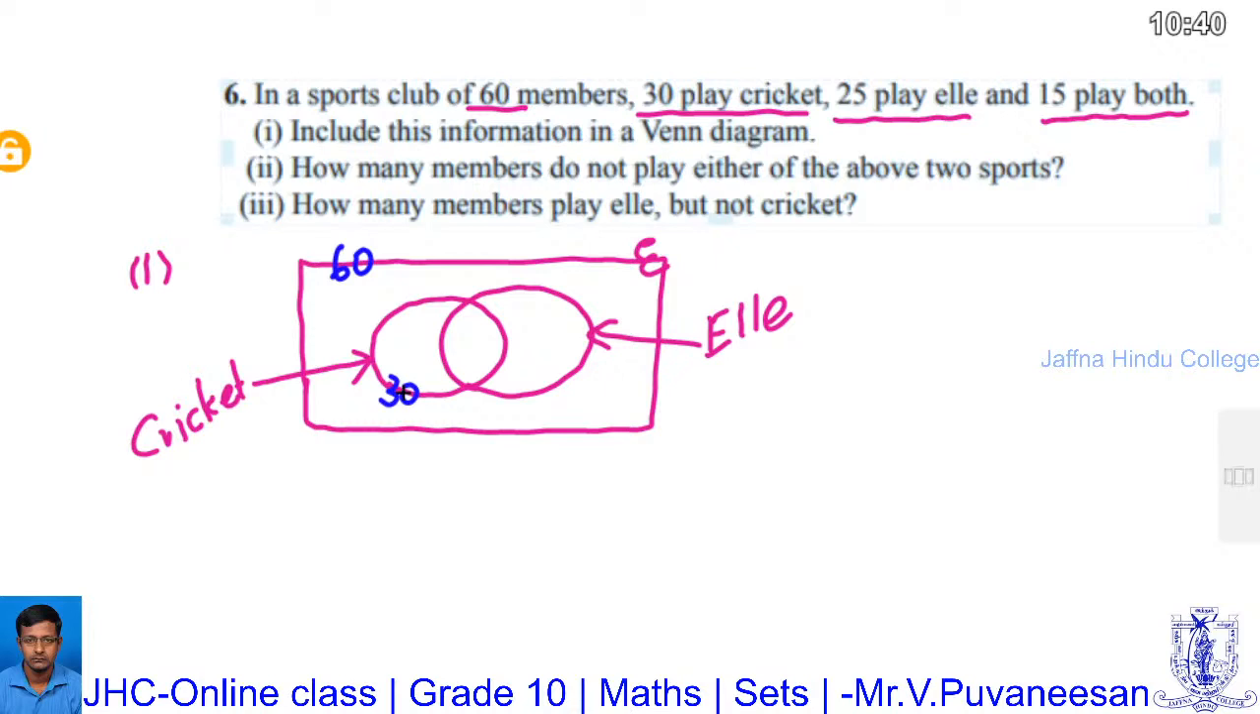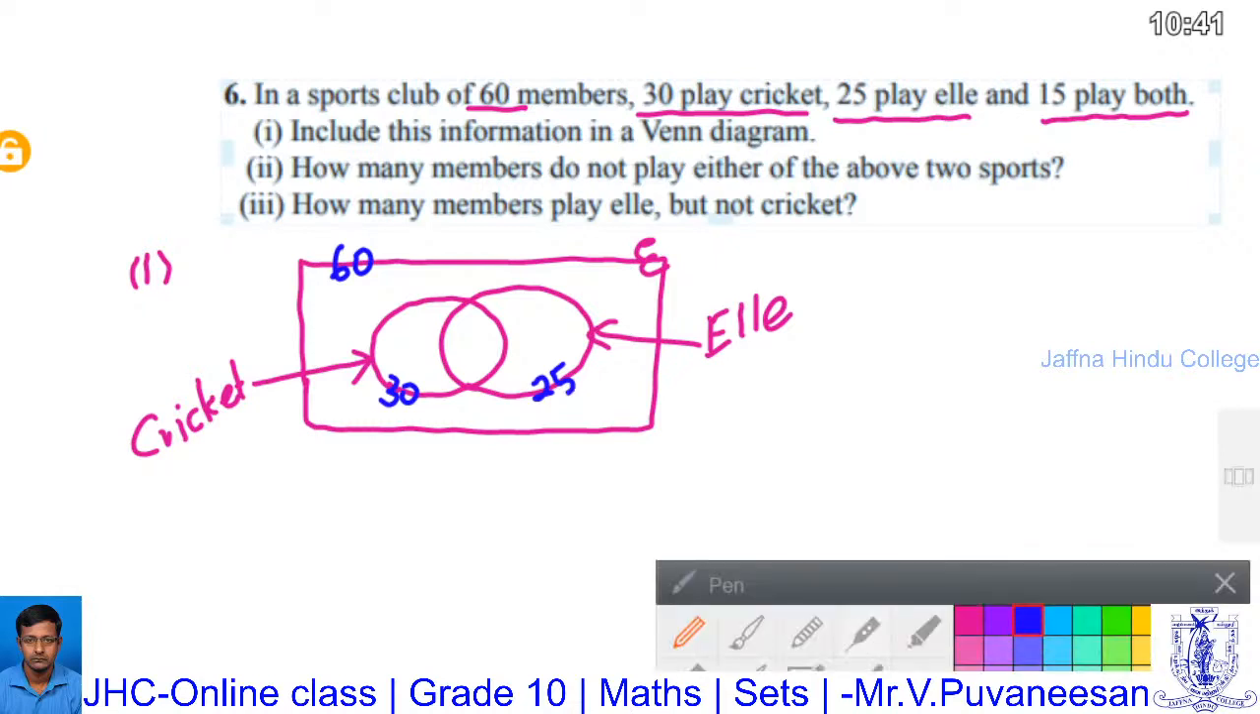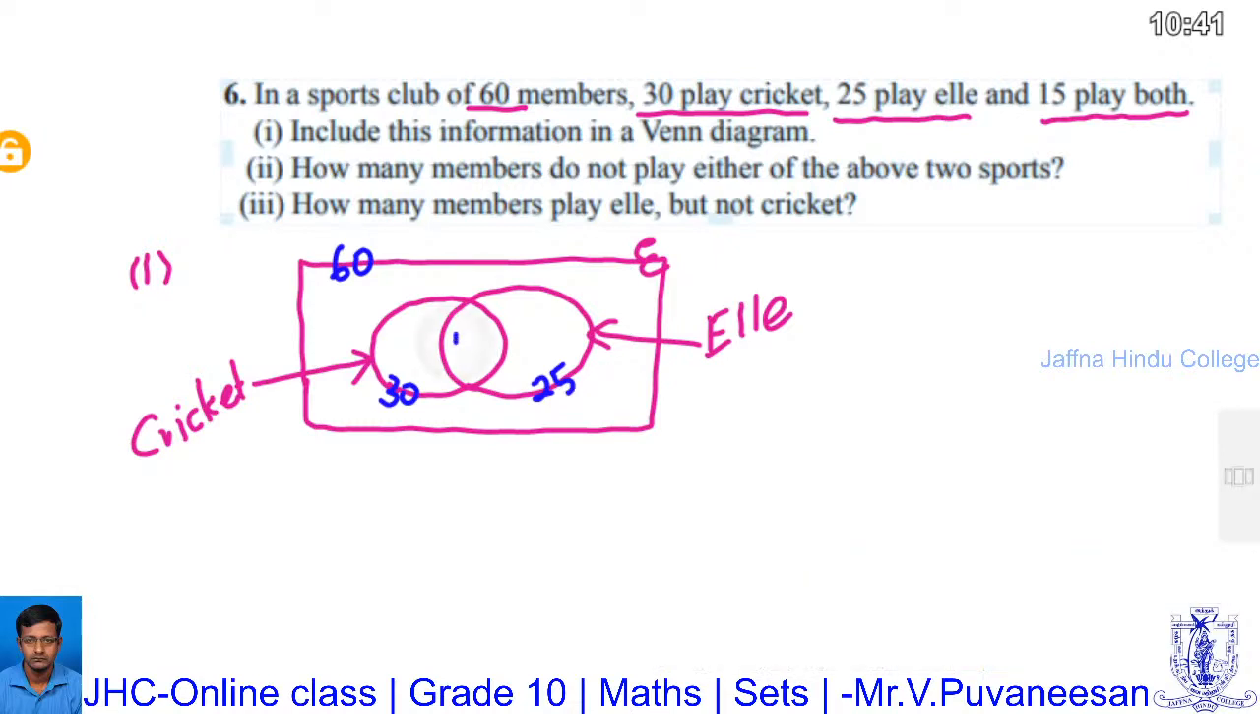And 25 play LA. So we put 25 in the LA circle. Another statement given: 15 play both. 15 play both means 15 players playing cricket and LA. So in the common region we put 15 members playing both cricket and LA. So the middle region becomes 15.